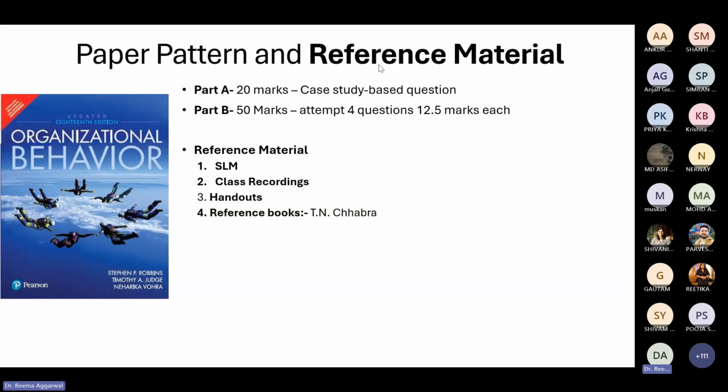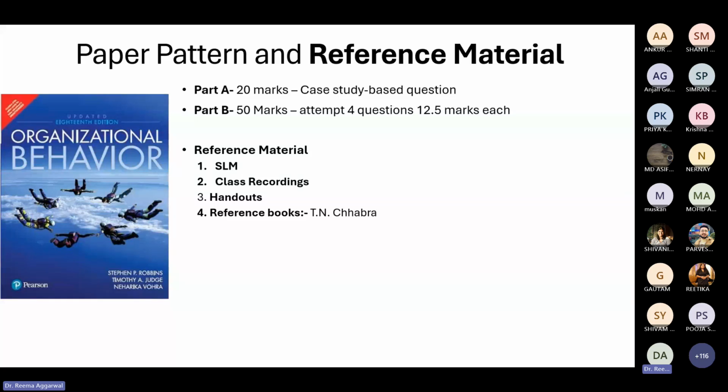Then there will be certain handouts. I will be taking up certain case studies and certain topics. And towards the end, I will be sharing my PPTs and those case studies, which I'm calling the handouts. In addition to that, if someone wants to refer to some more material, then you have reference books.